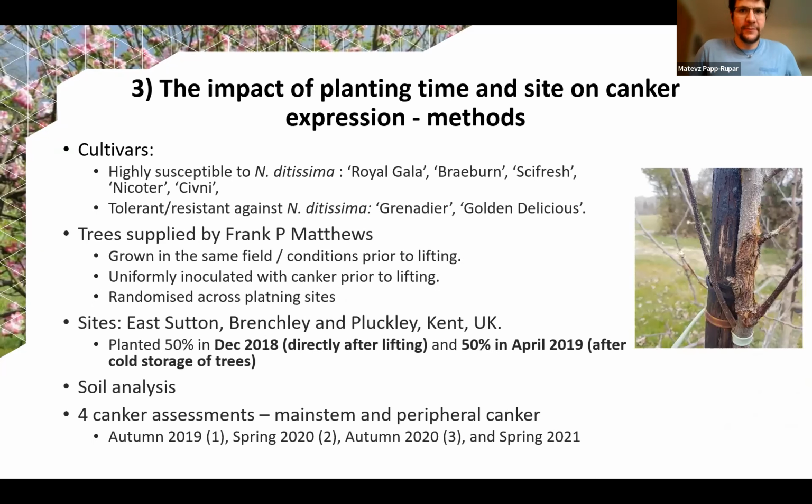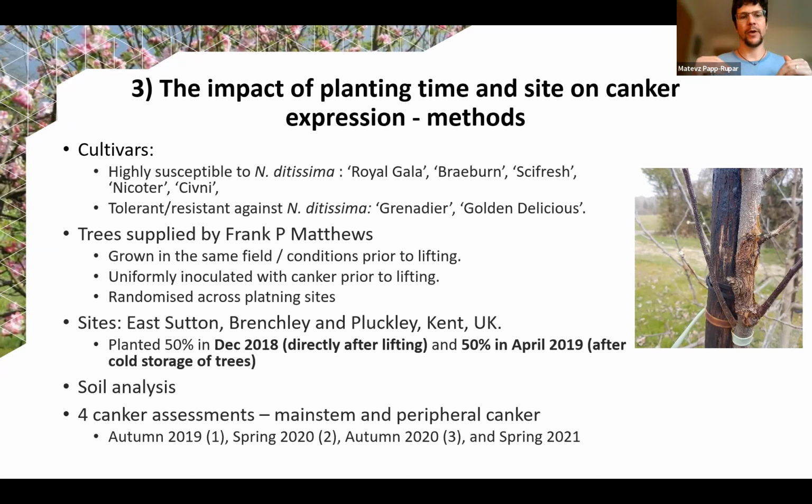On a completely different theme, in the last 3 years we have done a very particular trial. The growers were telling us that some sites have more canker than others, and that if you plant later or store trees for very long, you tend to get more canker. So we've done a trial where we actually tested that, with trees supplied by FP Matthews that were grown at the same conditions, inoculated to the same level of Neonectria in the nursery already, and lifted at the same time, then planted at 2 different times, one in December 18 and one in April 19.